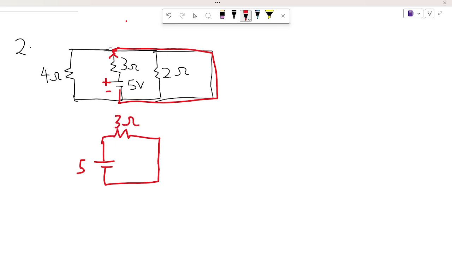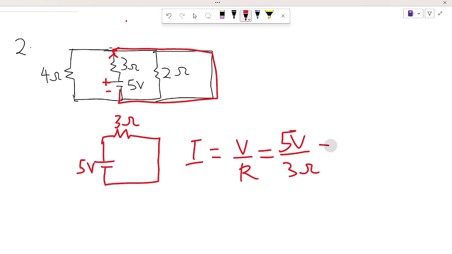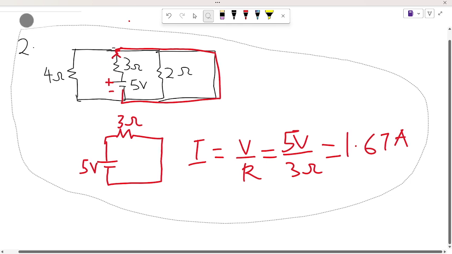So this is going to be our effective circuit. In this case, we were asked to find the current I, and from Ohm's law we know that I is equal to V over R, and that's going to be the 5 volts over the 3 ohms, and that's going to give us approximately 1.67 amperes. Okay, so moving on to the next question.